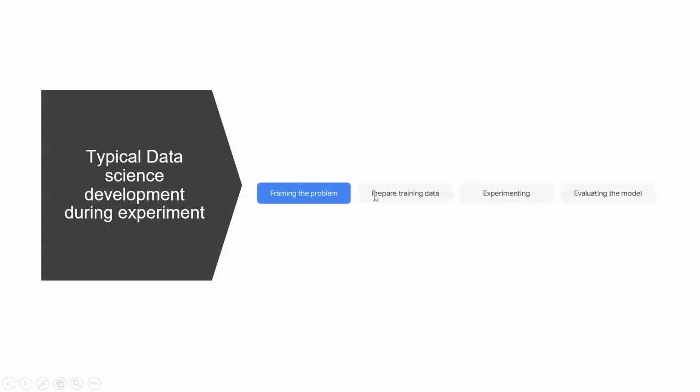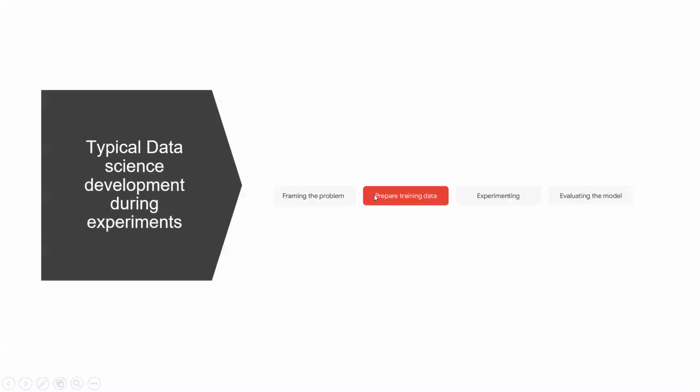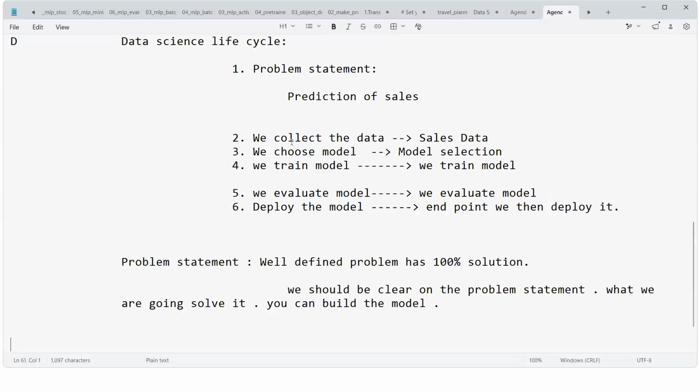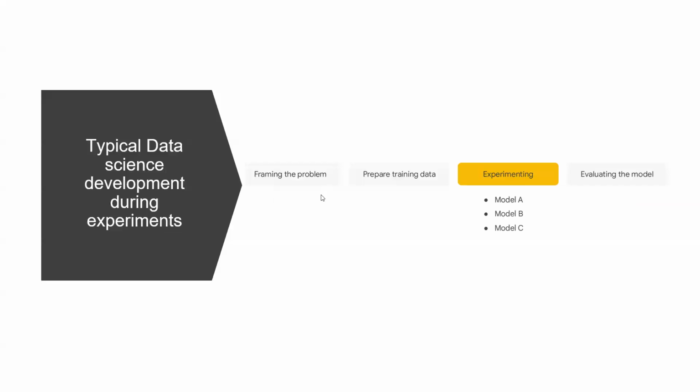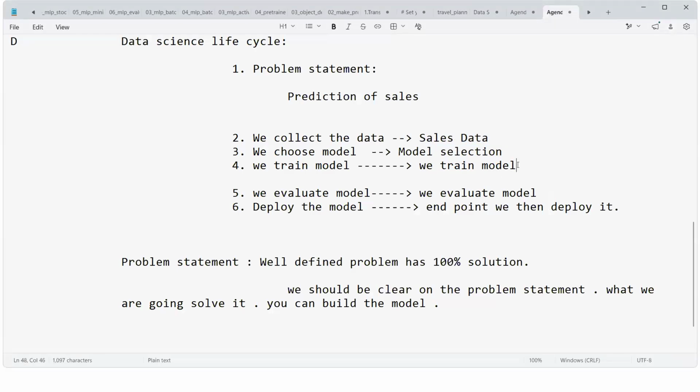This is framing of a problem. The next stage is preparing the training data. As we discussed, we need to collect data like sales data. Then experimenting: you are choosing model A, model B, model C. Whatever we do here is model training.